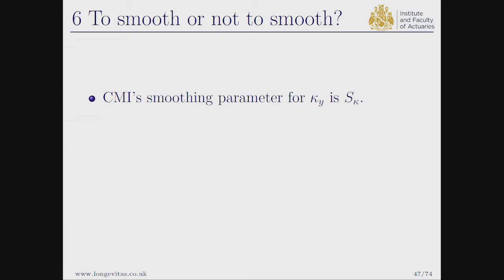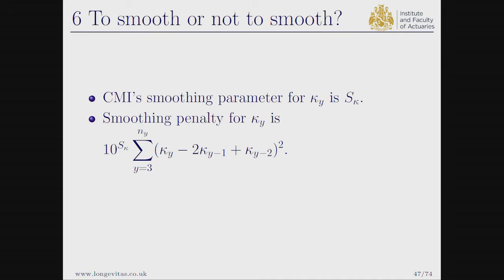Now, the CMI's own model actually has a smoothing parameter for kappa called S kappa. There are corresponding S values for alpha, beta, and gamma. And when maximizing the likelihoods, the CMI maximizes a penalized likelihood in the same way that we do here. It has the smoothing penalty for kappa based on the second differences, and it multiplies this by 10 to the power S kappa. So it's actually applying this fairly heavy smoothing for kappa. And the value for S kappa is set subjectively. The CMI state in their working paper that it's up to the analyst to decide what value to pick for S kappa. They present the results of picking a couple of different values.